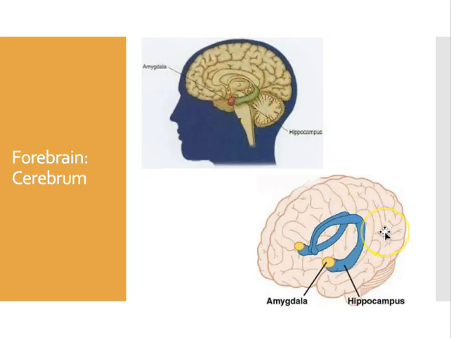In this lower image, again, we're peering through the tissue of the cerebrum and staring at the hippocampus, shown in blue, and the amygdala, shown in yellow. The amygdala and the hippocampus, remember, are part of the limbic system, and they are considered deep nuclei of the cerebrum.